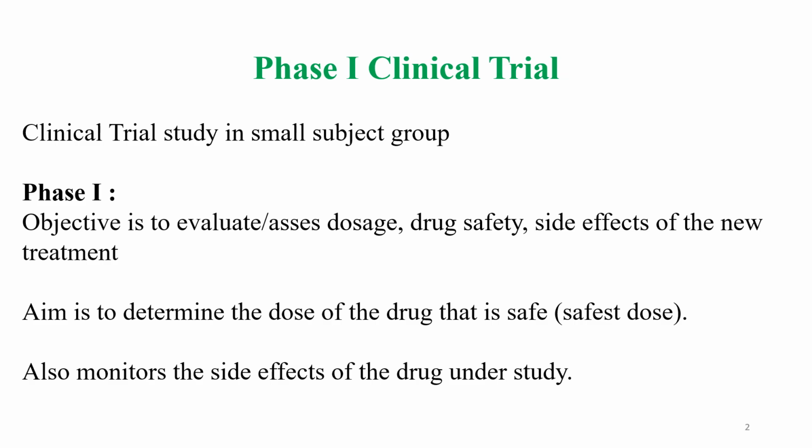Phase 1 trials' objective is to evaluate and assess the doses, drug safety, and side effects of the new treatment. The main aim of the phase 1 clinical trial is to determine the dose of the drug that is safe for administration, that is the safest dose. Along with the dose evaluation, the phase 1 clinical trial monitors the side effects of the drug under study.